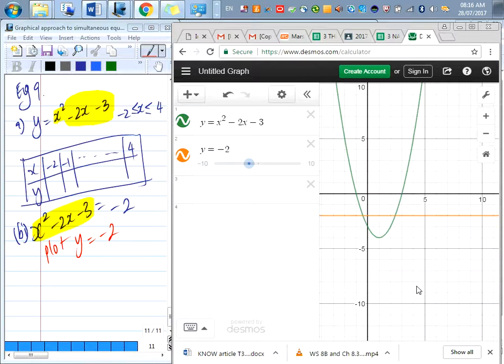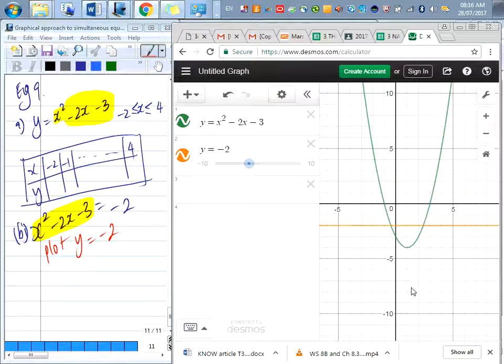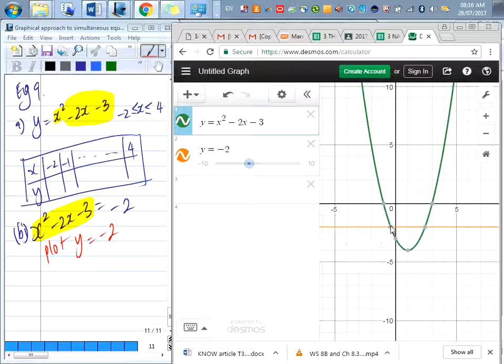Okay, over here, orange color. How many points does it cut your curve? 2 points. What are the solutions? So if you had drawn it out properly, you will get negative 0.404 as well as 2.414.